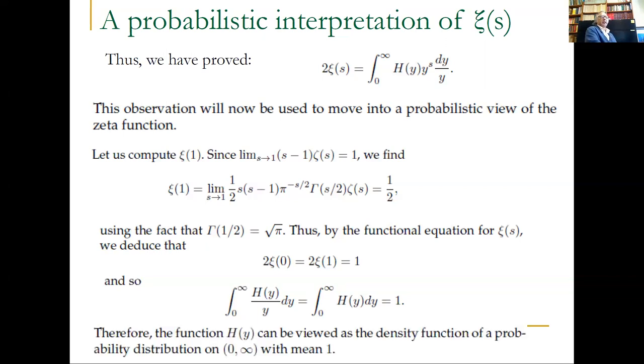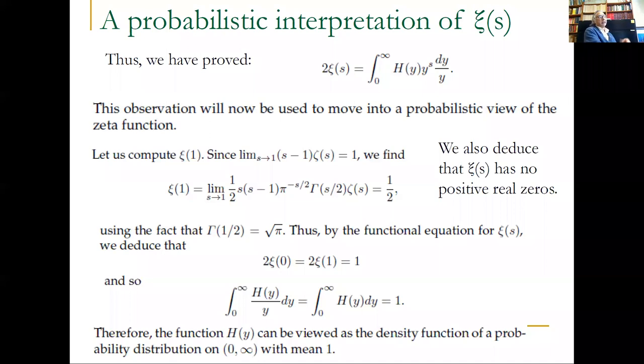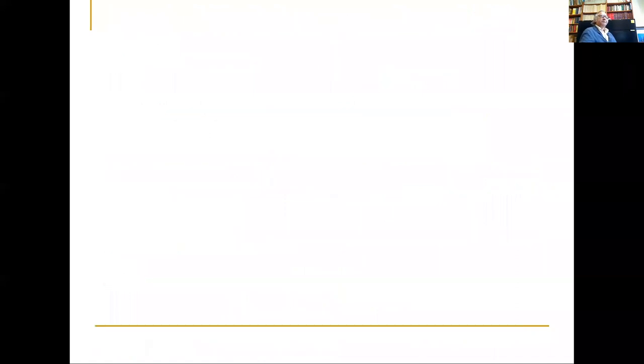Therefore, h of y can be viewed as a density function of a probability distribution on 0 to infinity, and these integrals tell you that the mean value of this distribution is 1. So we also deduce from the same formula, because of the positivity, that ξ(s) has no positive real zeros. This is going to show up later on in the discussion. There are other ways of showing that the Riemann zeta function has no positive zeros, but this is one way of doing it, and this becomes important when I want to discuss current developments.